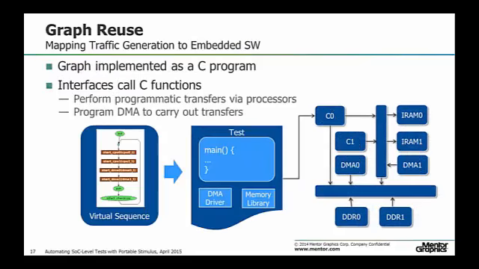Another use model would be to take the same graph, and now the interfaces will be implemented as C function calls. So they would call a set of library functions running on the cores, and these library functions could do programmatic transfers byte by byte between the memories, or they could program the DMAs to carry out the actual transfers.